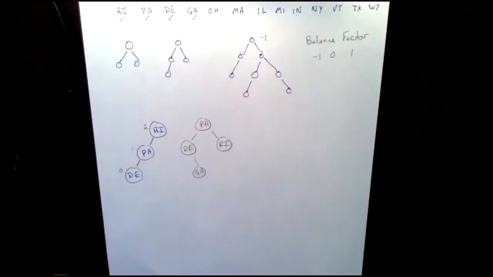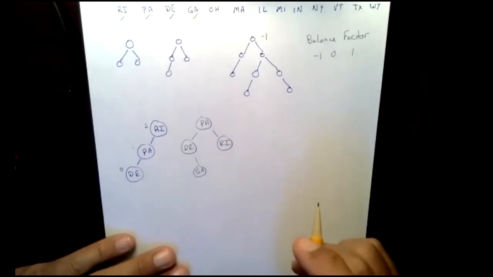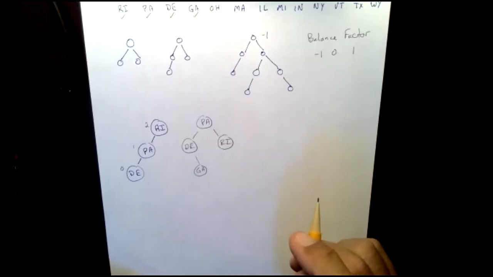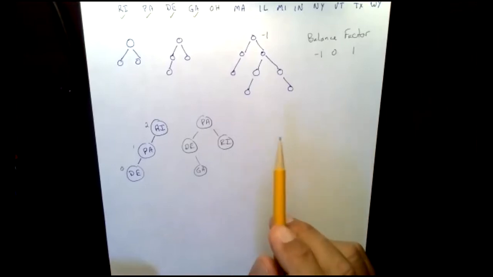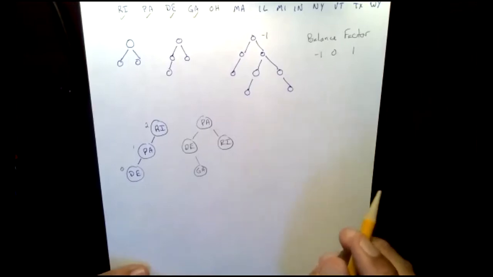How are my balance factors? We good? Because you're only adding plus 1 to the left side. Yep, so we're good. Agree? All right. Where does Ohio go? Wouldn't it be to the left of Rhode Island?